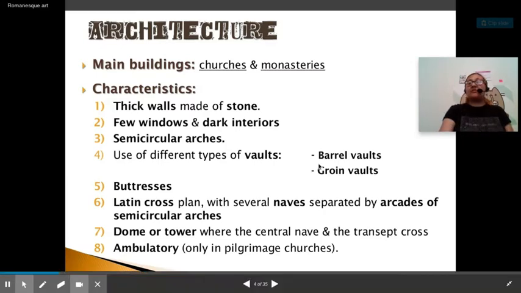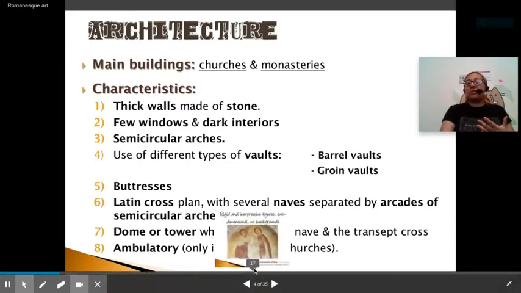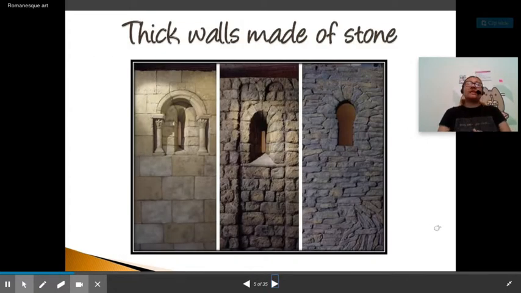They used different types of vaults, barrel vaults, and different types of Latin cross plans, domes or towers, and there were certain things that were only found in pilgrimage churches. Okay, so here are some examples.